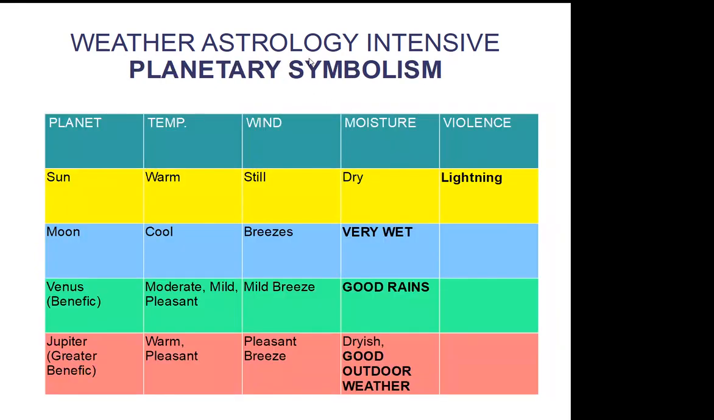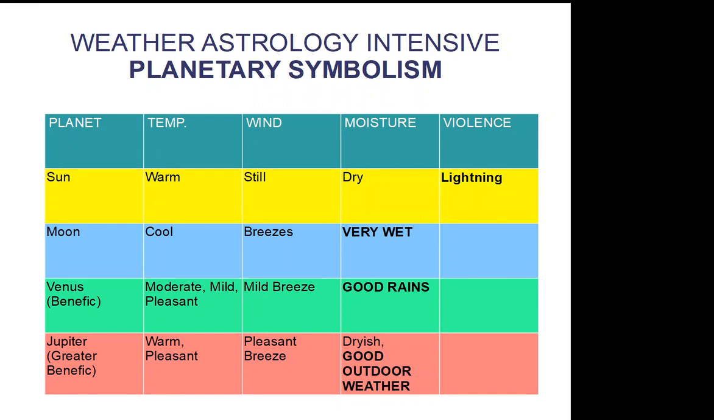All right, so here we go. We have got our planetary symbolism. Now, we'll start with the luminaries, our sun. Again, we do temperature, we do wind, we do moisture, and we do violence, like we did with the signs. So our sun, it's warm, wind is still, it's dry in terms of rain, and then violence, it brings lightning.